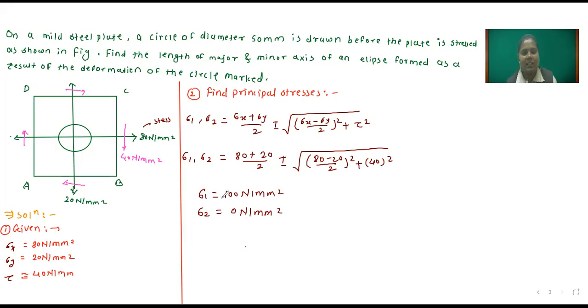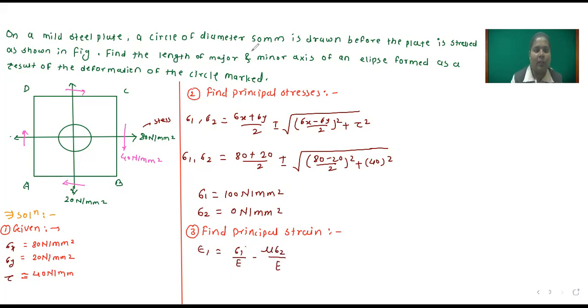So if principal stresses are given and we have to find out principal strains, the equations are available with you. So next step is to find principal strain. How to find out principal strain? If stresses are given, epsilon 1, which is equal to sigma 1 upon E minus mu into sigma 2 upon E.